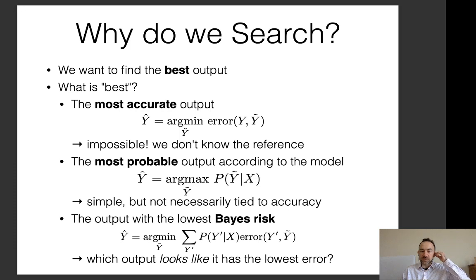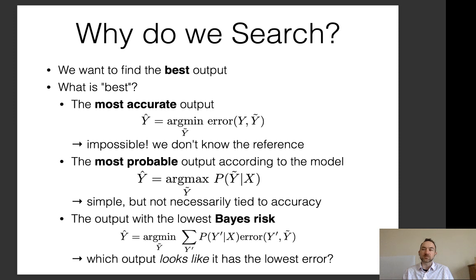Another alternative search algorithm; these search criteria are actually also called decision rules within decision theory. Another alternative decision rule is we pick the output with the lowest Bayes risk. Basically what Bayes risk means is, given the model probability of a whole bunch of outputs, we calculate the output that has the lowest expected error with respect to all of these outputs.